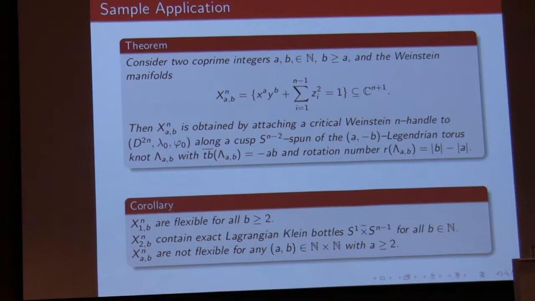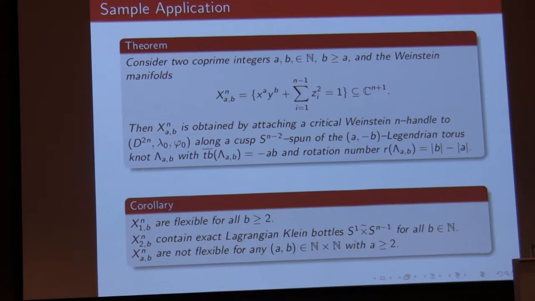And finally, when we were presented with these manifolds, which Paul Seidel was the one suggesting to look at these things, it was not known what the symplectic homology was. They didn't know what symplectic homology was, and they didn't know whether this was flexible or not. So in particular, we can compute the wrapped Fukaya category of these guys, and they are not flexible. So that means they have symplectic topology in them if a is greater or equal than 2. So for a = 2, that follows from the fact that they have exact Lagrangians.